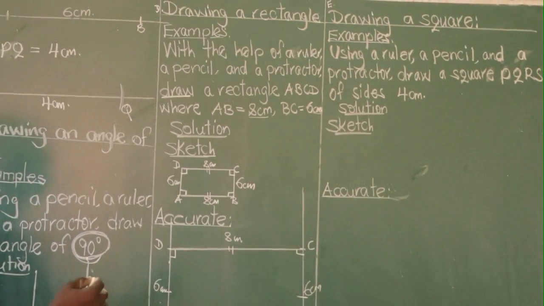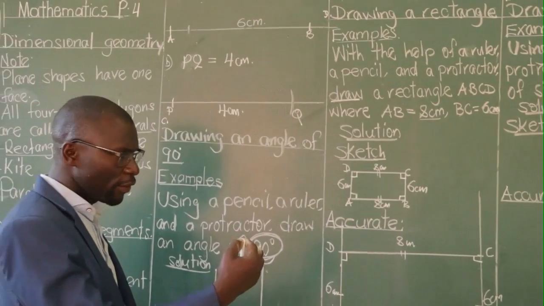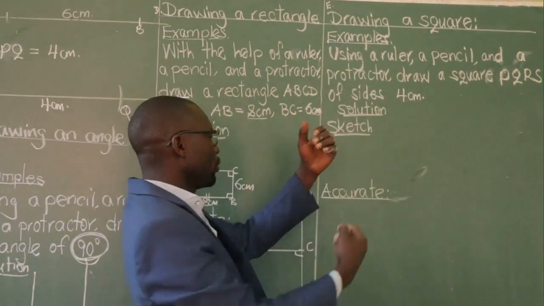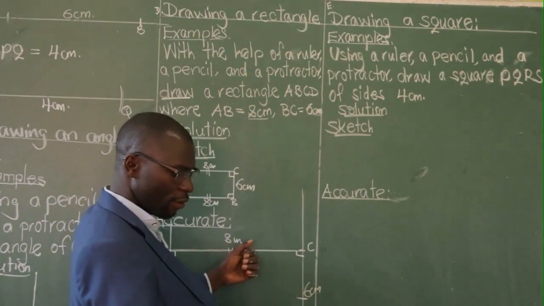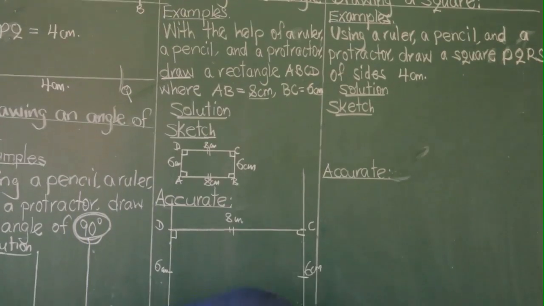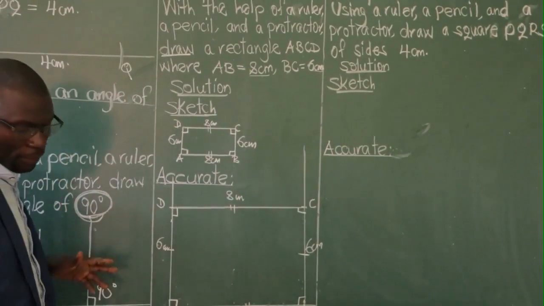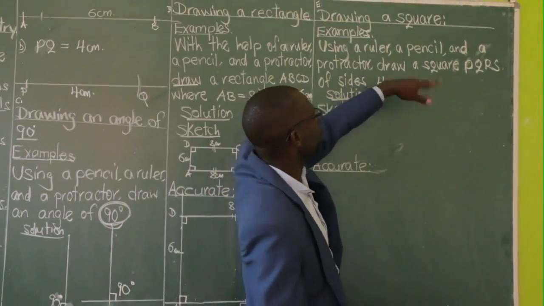So I even told you that we are going to use our bodies to see where we have an angle of 90. When you do your hand like this, it is an angle of 90. When you do this hand, it's an angle of 90. When you do your leg like this, an angle of 90. When you bend, that's an angle of 90. So an angle of 90 is part of our body. So now let's see how we can draw a square.